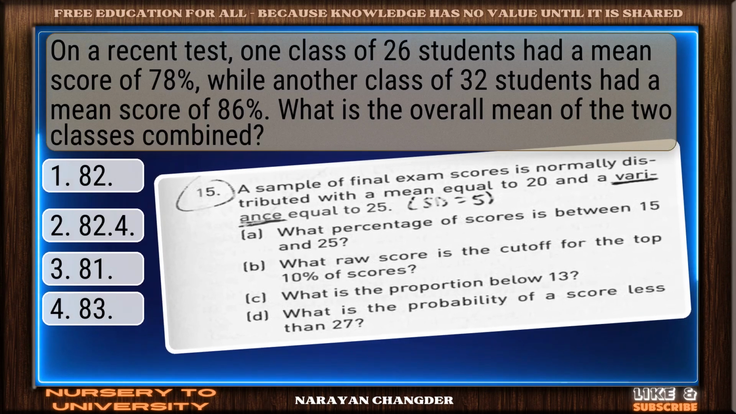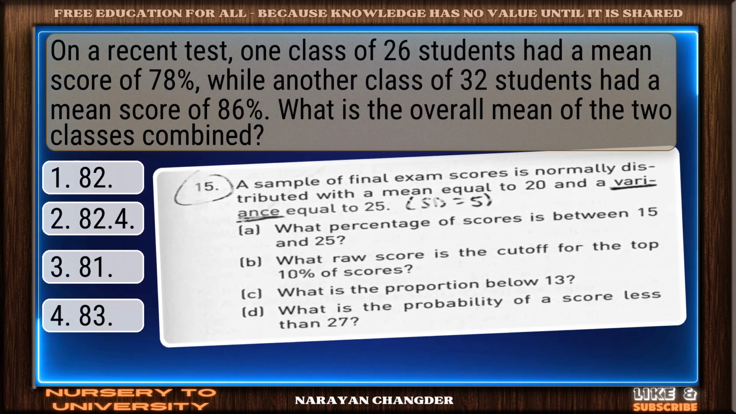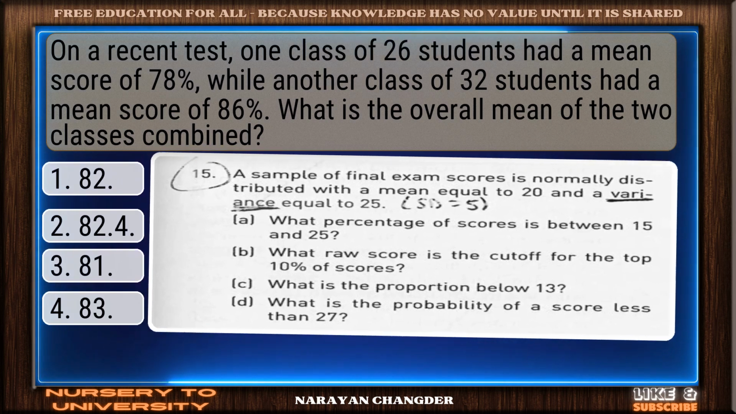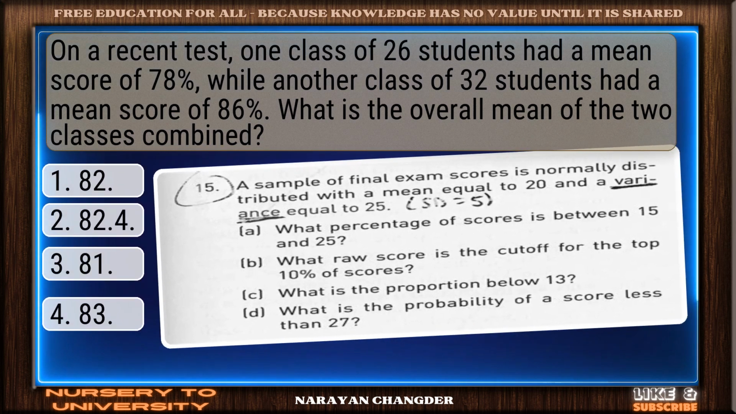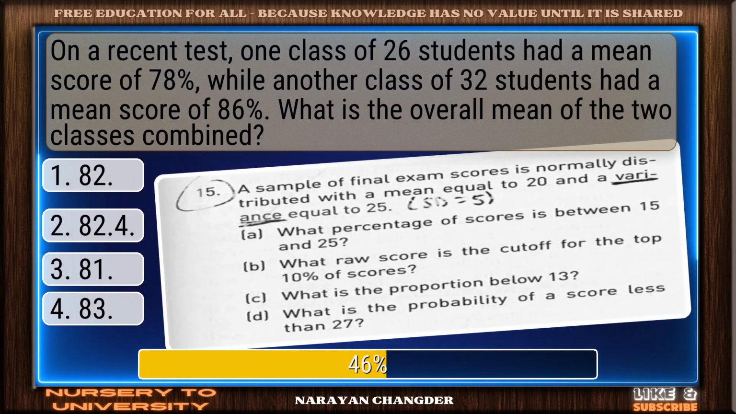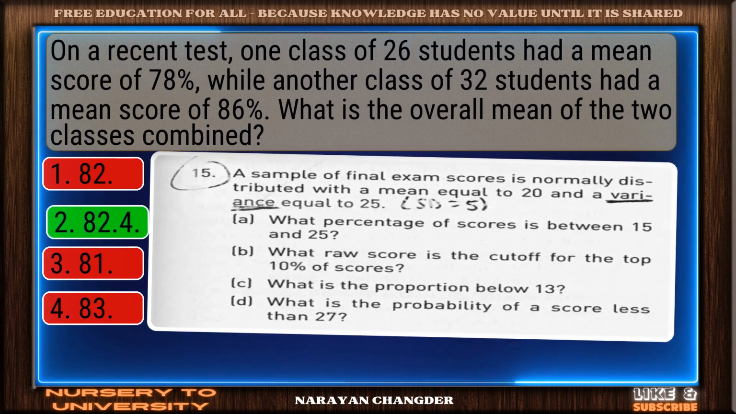On a recent test, one class of 26 students had a mean score of 78%, while another class of 32 students had a mean score of 86%. What is the overall mean of the two classes combined? Correct. 824 is spot on.